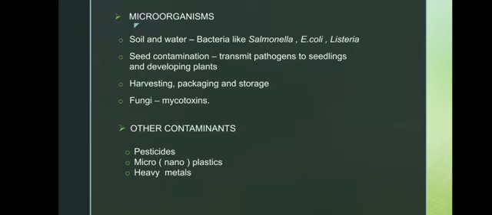And fungi produce certain toxins, we know that as mycotoxins. And these mycotoxins can enter the food chain, which can be deadly. And other contaminants include pesticides, microplastics, heavy metals from industries.